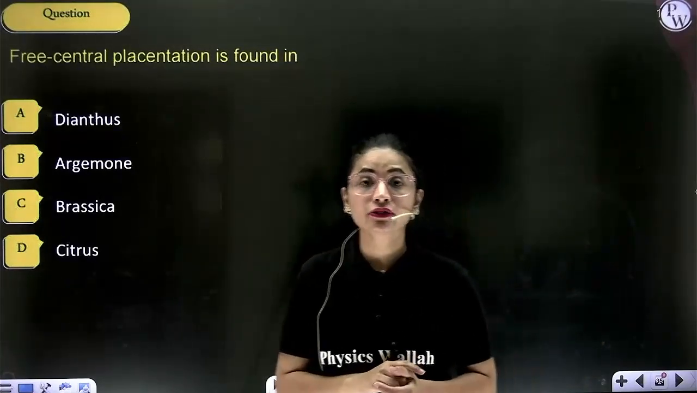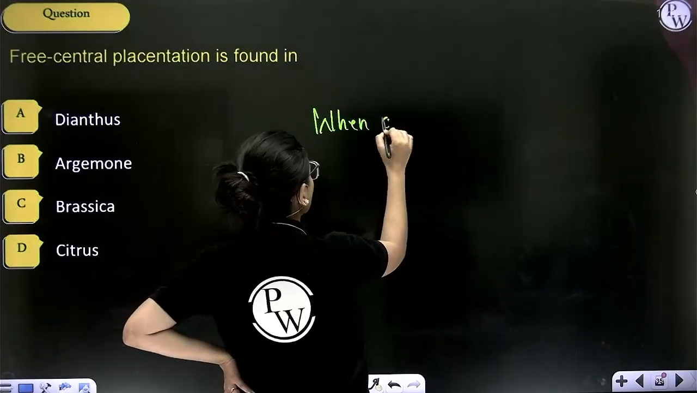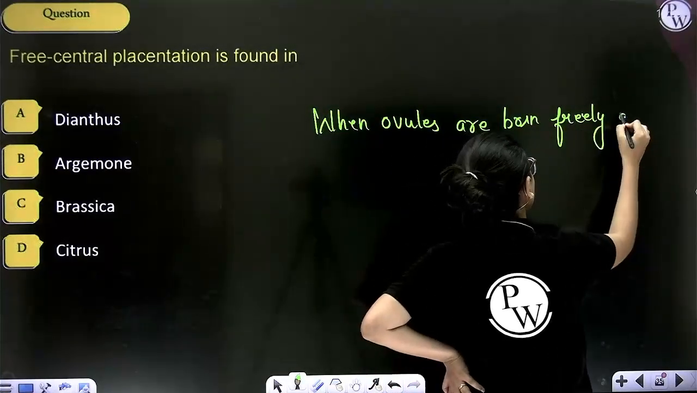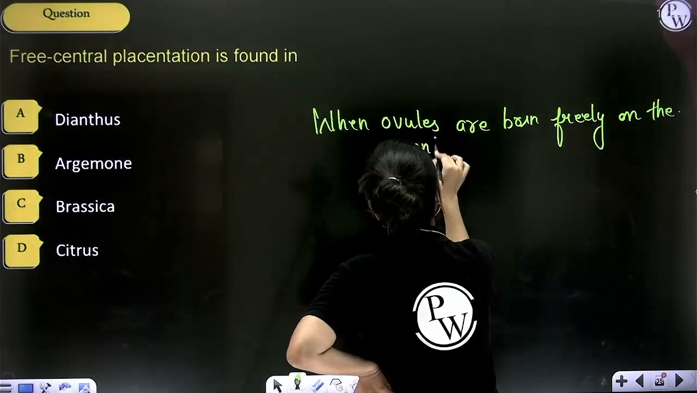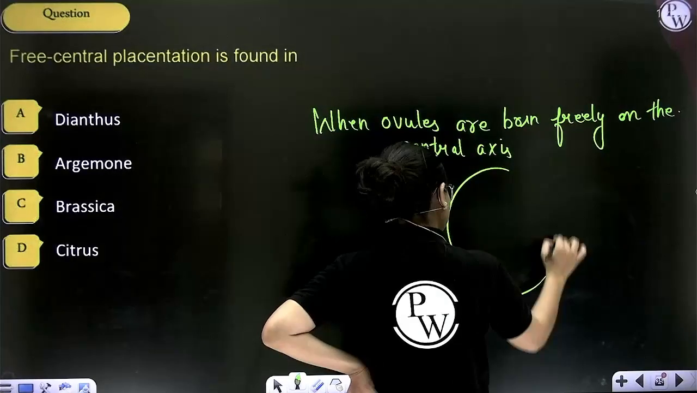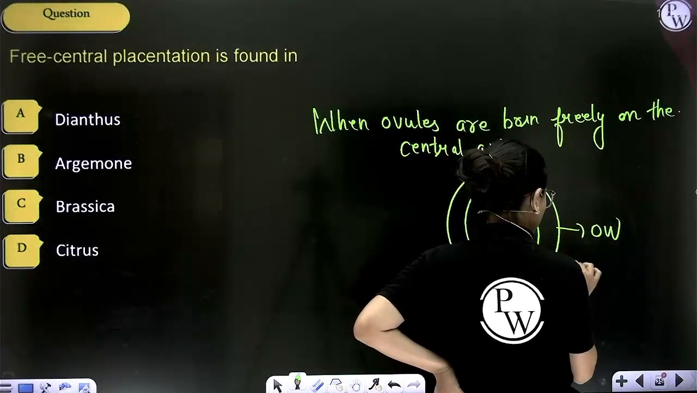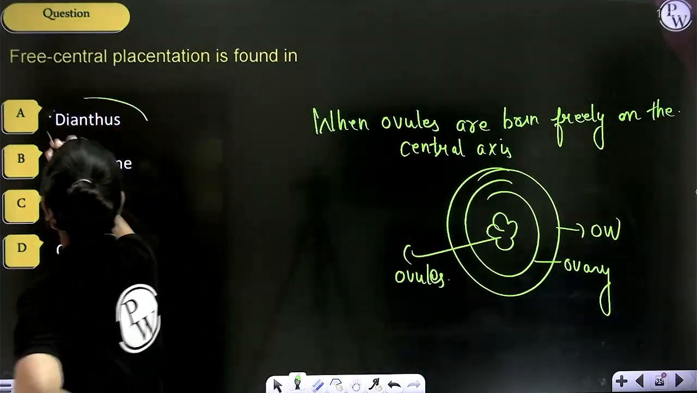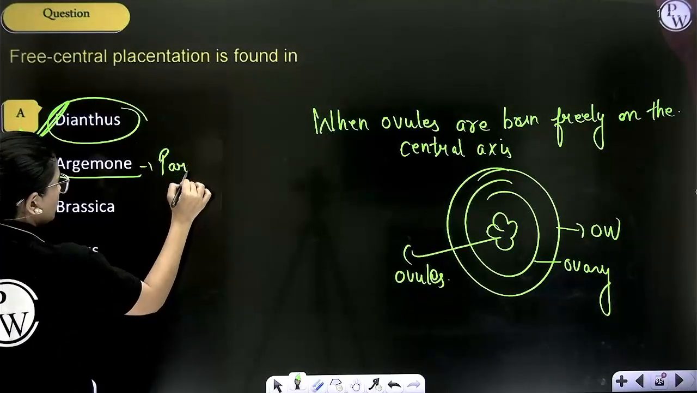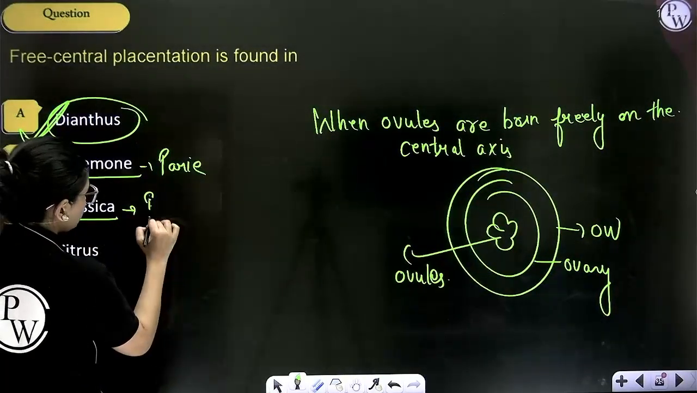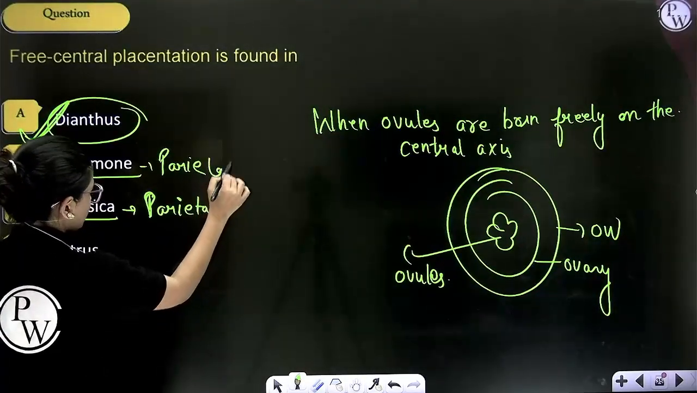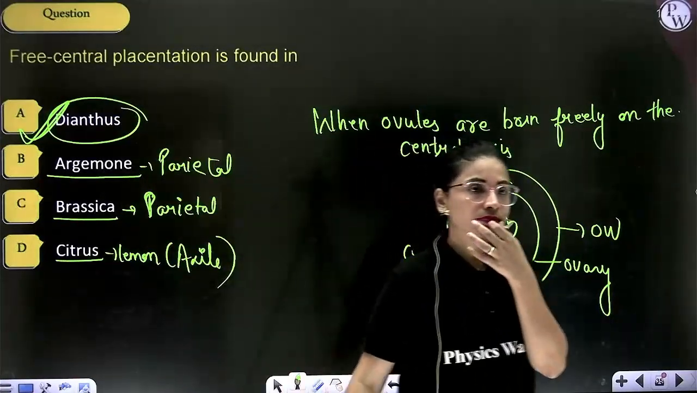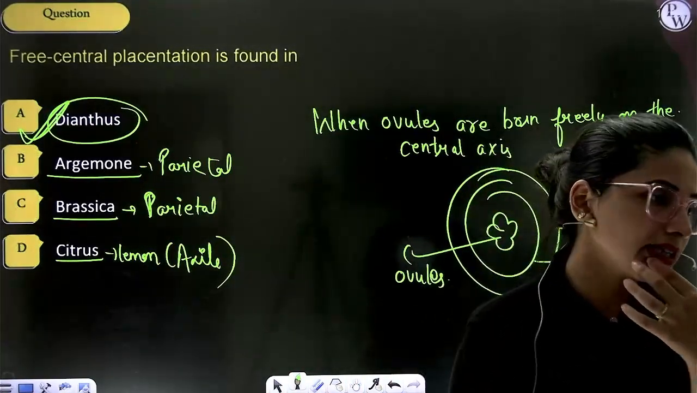Next question. Free central placentation. Free central means what? When ovules are borne freely on the central axis like this. Suppose this is the ovary wall, this is the ovary, then ovules are borne freely. The two examples are dianthus and primrose. Otherwise, argemone shows parietal placentation, brassica also shows parietal placentation, and citrus like lemon shows axile placentation. Correct? Check it once again. If you have all understood, yes.